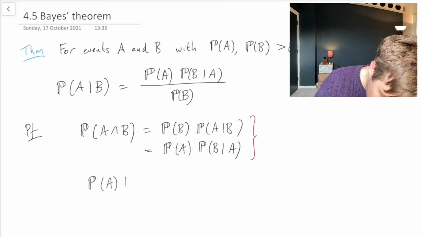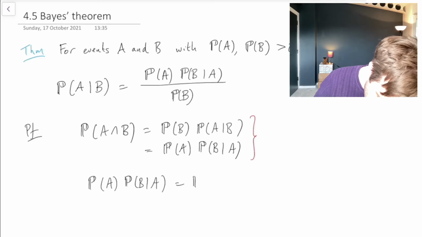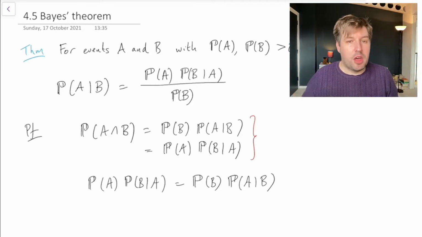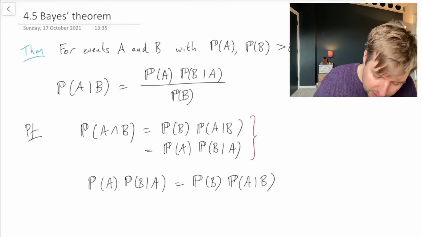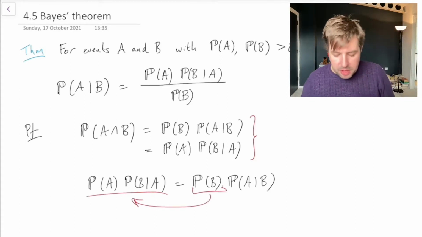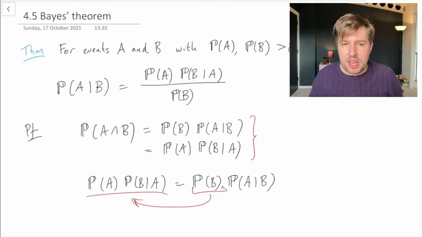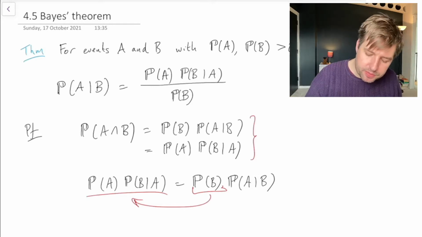Probability of A times probability of B given A is equal to probability of B times probability of A given B, because they're both equal to the probability of A and B. And if we divide both sides by the probability of B, we get Bayes' theorem. So that's an easy enough proof. We just wrote probability of A and B in two different ways.